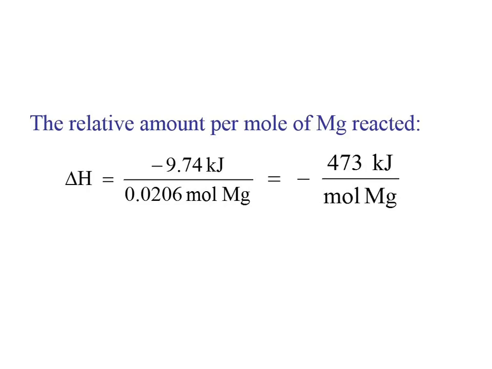So the delta H sub RXN, the heat of reaction, is negative 473 kilojoules per mole of magnesium, and that is your answer.